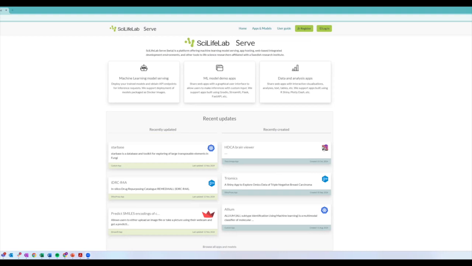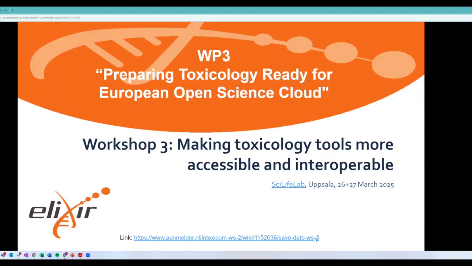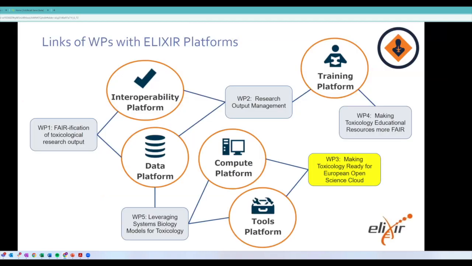The website. You can follow the link and see actually they have a nice collection of a lot of different tools. So this workshop on the next slide is the third in the series and more linked to the compute platform and the tools platform. So it's a lot more technical, I think, than the first two workshops, but it is one where there's a lot of synergy with a number of projects. And I'm really looking forward to this program as well.